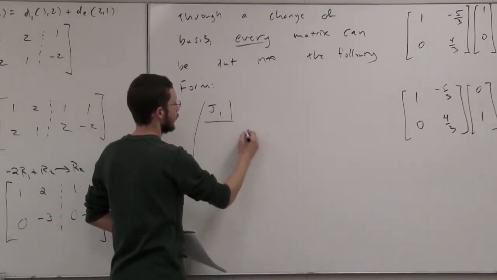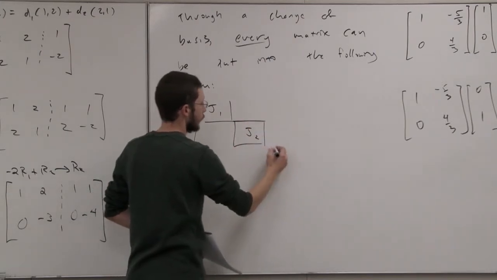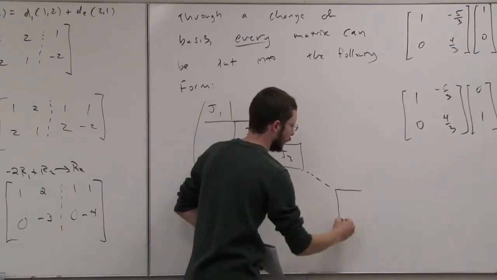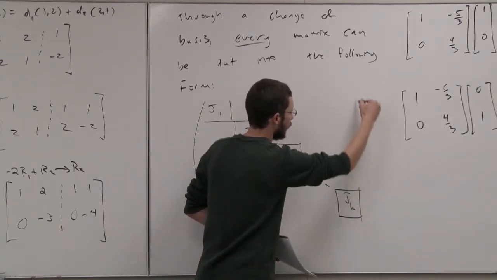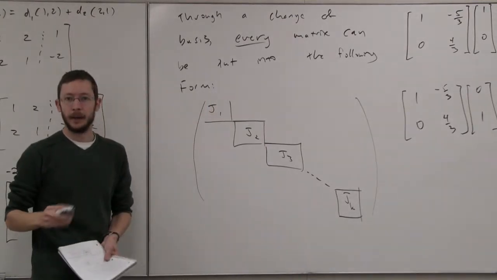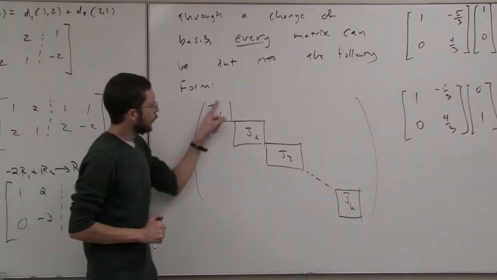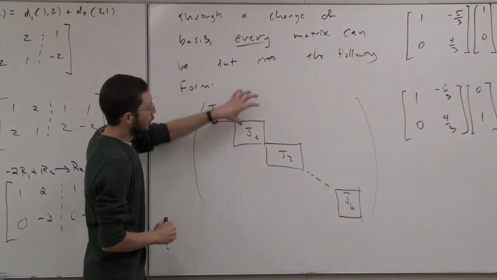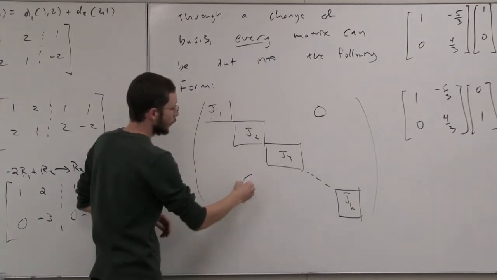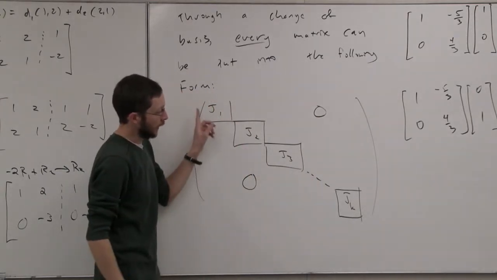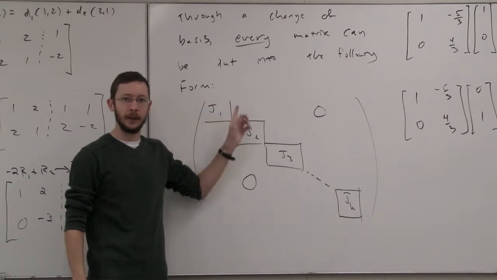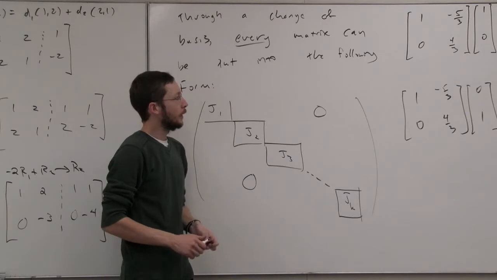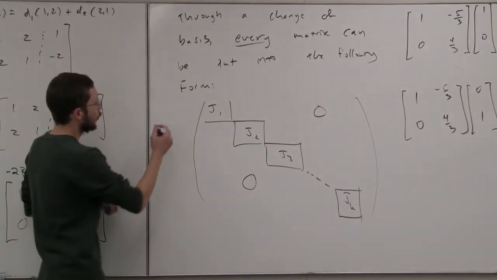J1, J2, J3, all the way down to JK. This is what's called a block diagonal matrix. Each one of these blocks is some n by n matrix. They're all square matrices. And so outside of these blocks, you have zeros. It's called block diagonal, meaning it's not exactly diagonal, but it's diagonal in the sense that you've got square matrices running down the diagonal. So this is Jordan normal form.